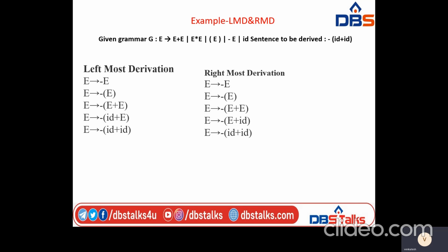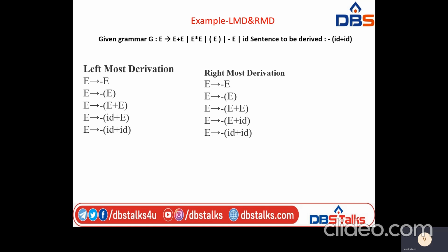Here the simple thing is I am going to expand the non-terminal from left to right one. The same thing is a rightmost derivation, with the same grammar and the same input string. How we are going to get the rightmost derivation is, here E produces minus E. I am going to take minus E. Why? Because our string is minus of ID plus ID, so for that one minus E.